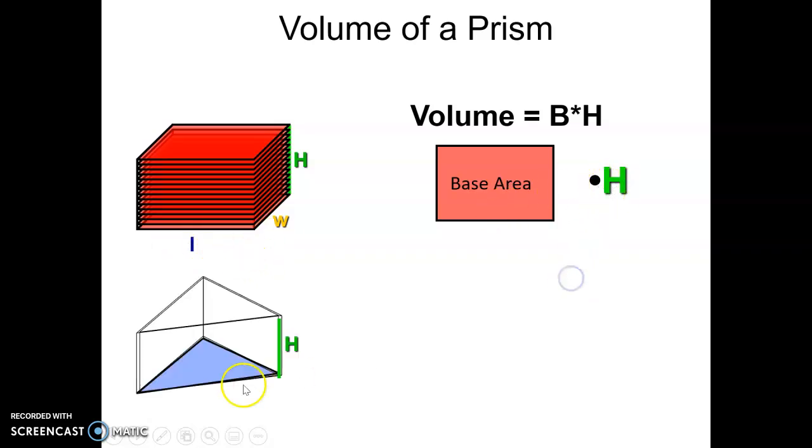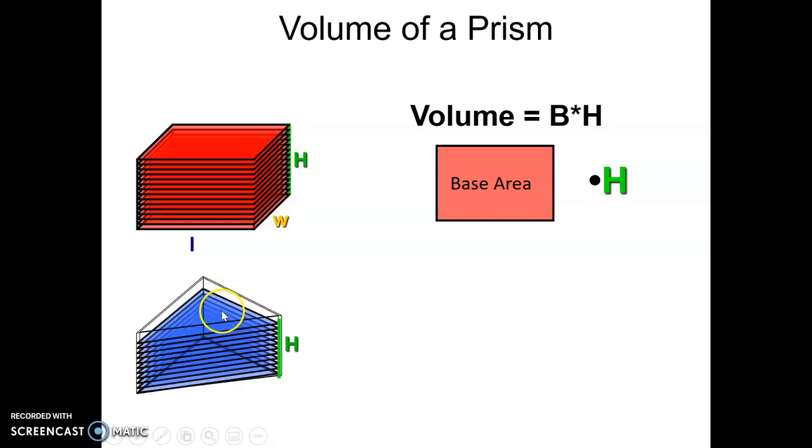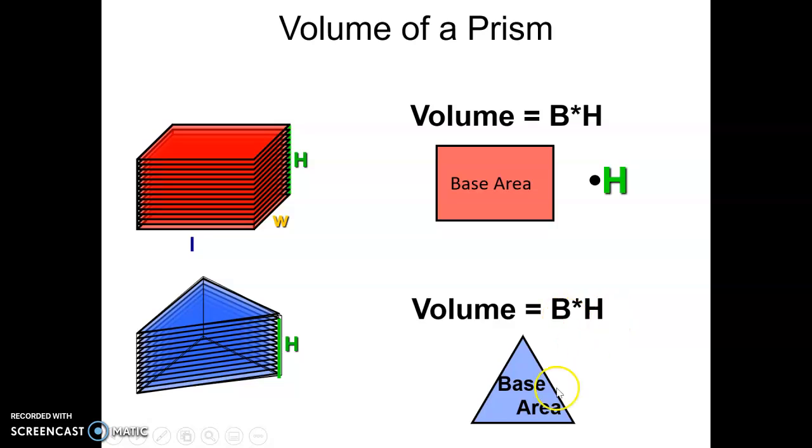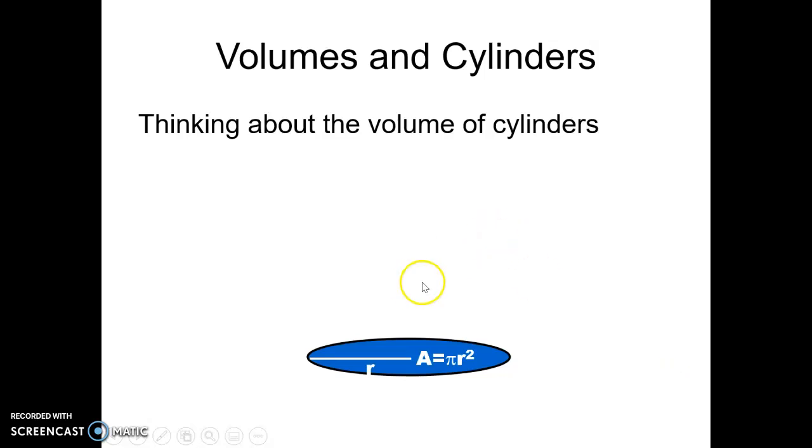All right, here we have a triangular prism. Same idea. We find the area of the base and we stack up those layers of the same base from base to base, right? The top and bottom are those two congruent bases. We stack them up and the height is how many layers we have. So the volume is base area times height. Find the area of that triangle times the height. There's our volume.